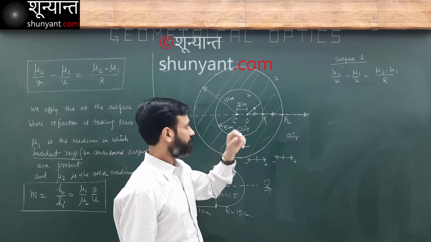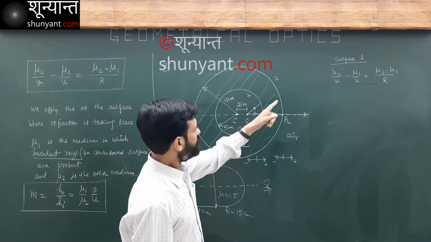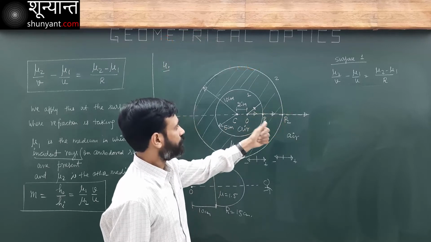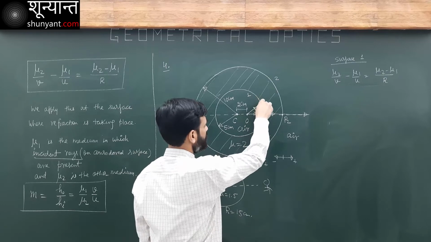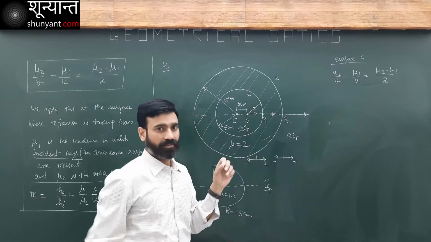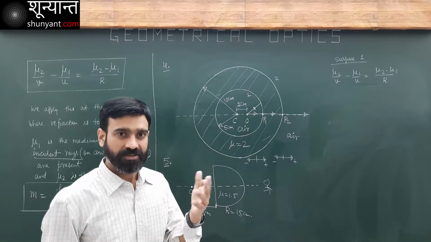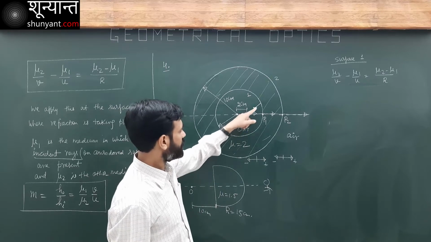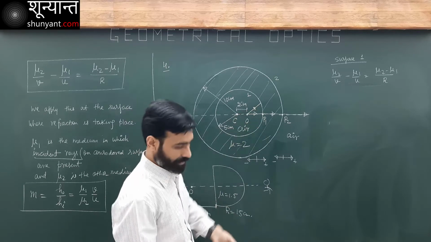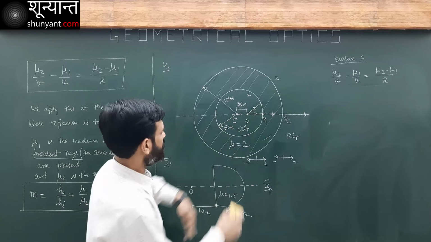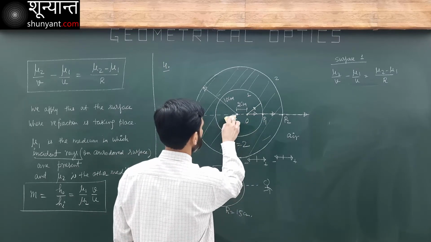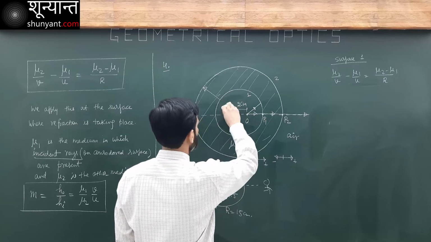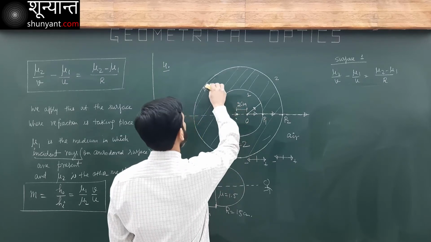Okay, fine. Mu 2 and mu 1. What is mu 2? For this surface here, at this surface, which one is the incident light? This is incident light. Note down these values. I am going to clean it to make space to draw the ray diagram.